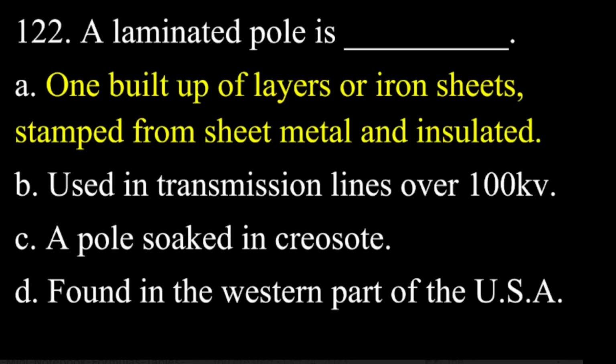A laminated pole is blank. A. One built up of layers of iron sheets, stamped from sheet metal and insulated. B. Used in transmission lines over 100 kV. C. A pole soaked in creosote. D. One found in the western part of the USA.